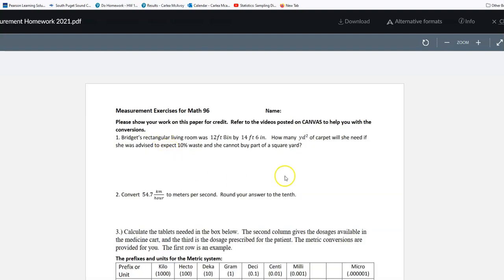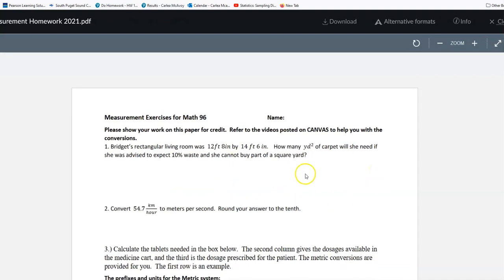The first problem you have to do here is finding out how much square footage there is in a room and deciding how many square yards of carpet you need to buy. In order to do this problem, I'm just going to walk through how to do it. I'm not going to tell you the answers. You need to change 12 feet 8 inches into just inches or just feet.